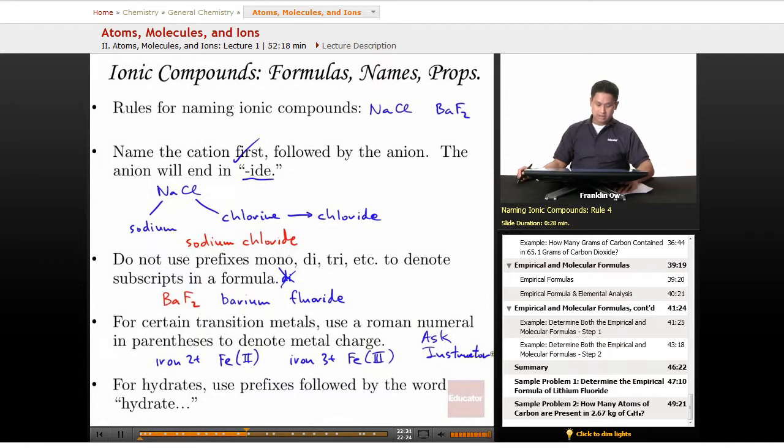Finally, you can also have a hydrate. And a hydrate is when you have water attached. So for example, CoCl2 dot 5 H2O. So we're going to use the prefixes followed by the word hydrate. So 5, using the Greek prefix, would be penta. And so we would just say that this is the pentahydrate compound of CoCl2.